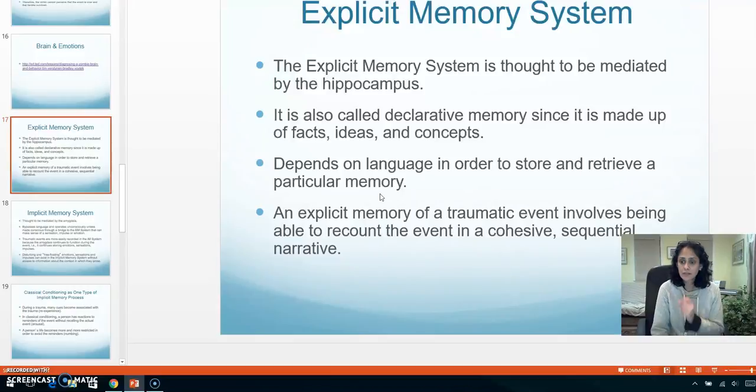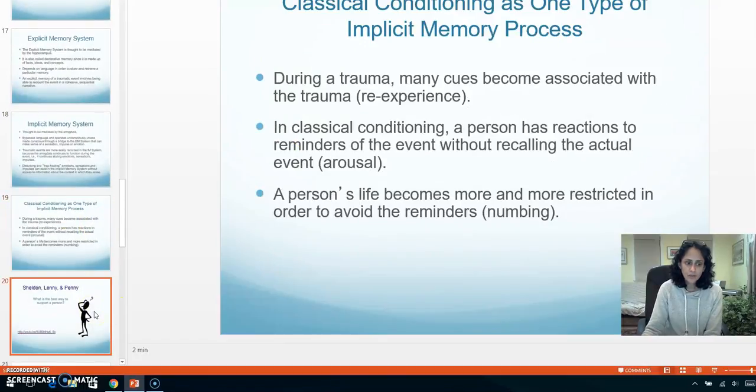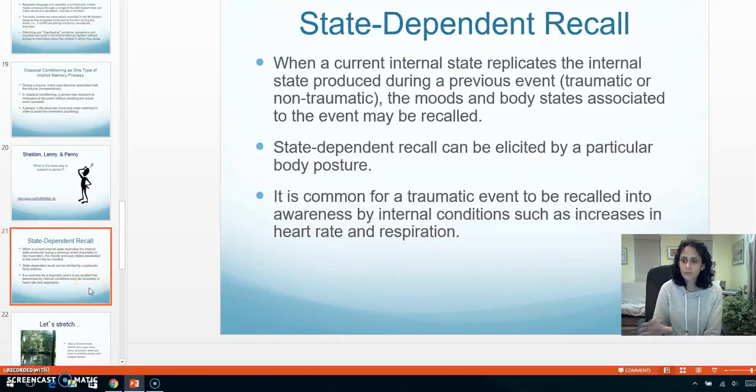So that is implicit memory, and that is how we typically remember trauma. Implicit memory bypasses language and operates unconsciously. Traumatic events are more easily recorded in the implicit memory system because the amygdala continues to function during the event. So we detach from the thinking brain, but this continues to function. And I wanted to make that very clear because a lot of the information that we're going to get in this week's reading is tied into this. And then here's state-dependent recall.